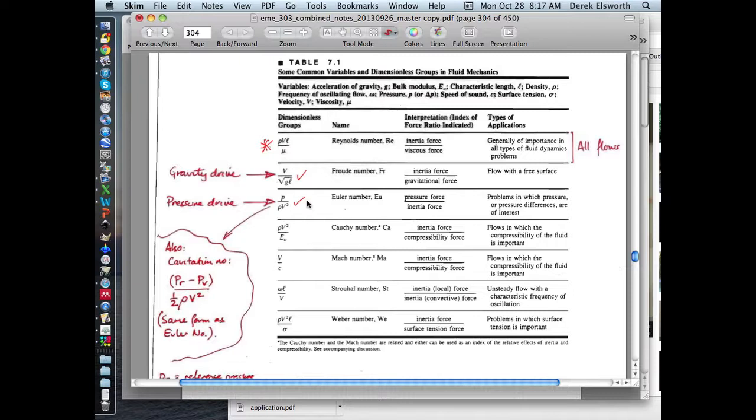There are other numbers which we won't really use very much. Some of you will recognize them. Cauchy number and the Mach number are the same. They're the ratios of inertia to compressibility. So this is inertia, you can see, right? This rho v squared term is just F equals ma. Rho v squared is the other way of writing mass times acceleration. And compressibility is just the stiffness of the liquid. It's not very important in liquids, but it is important in gases, air.